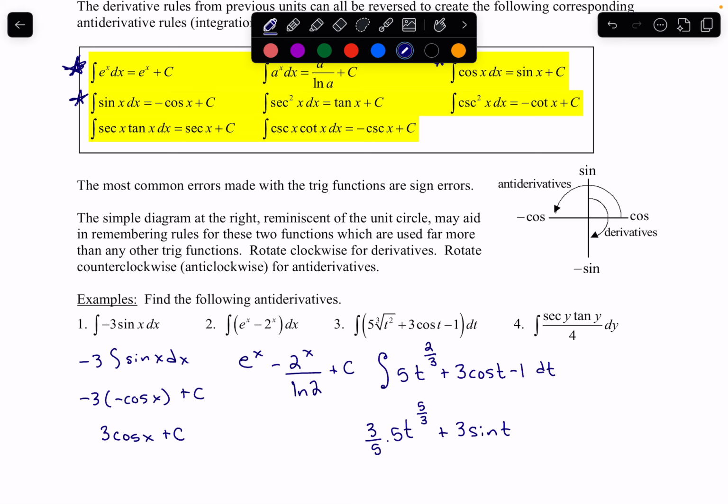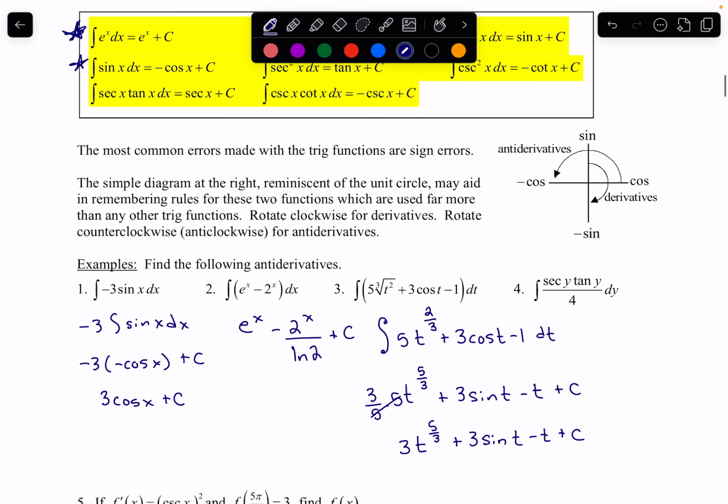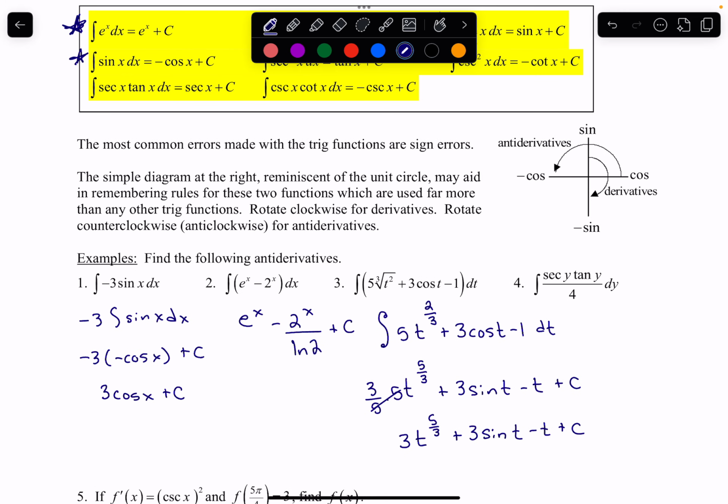Negative 1, from last lesson, you learned that becomes negative t plus c. So when I clean this up, those 5s are going to cancel. So I get 3t to the 5/3 plus 3 sine of t minus t plus c. If you are unsure, take the derivative and see if you end up back where you started, right? You can check your work that way.